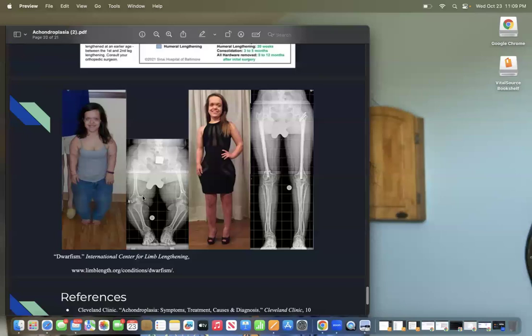And here is a woman who is actually a patient there, and you can see the scars on her legs. But you can also see on her x-rays that her legs and her bones look nothing like the ones before, where they're all bow-legged and sideways.